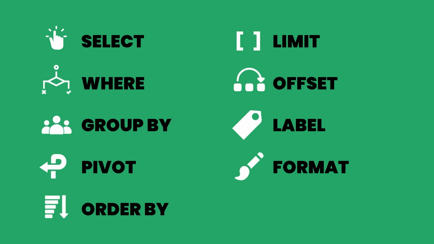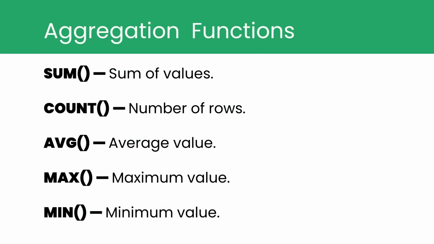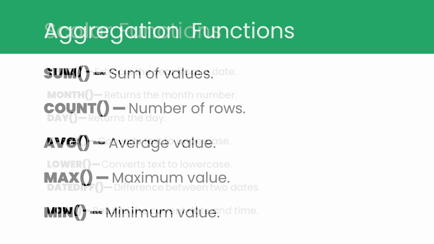If limit is used, offset is applied first. For example, limit 15, offset 30 returns rows from 31 to 45. Label renames columns. Format formats data by applying specific formats to column values. Aggregation and scalar functions are also used in queries. Aggregation functions perform operations on groups of data. Examples: sum, the sum of values; count, the number of rows; AVG, the average value; max, the maximum value; min, the minimum value.